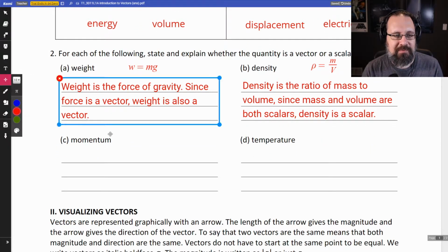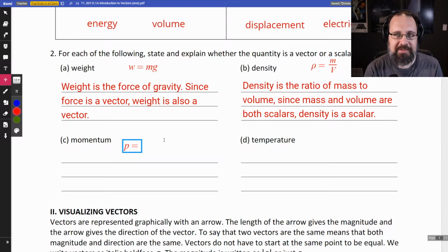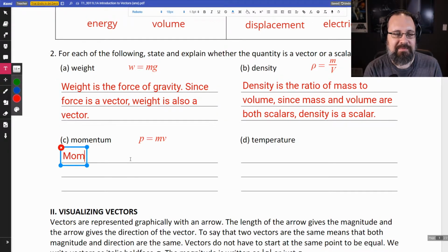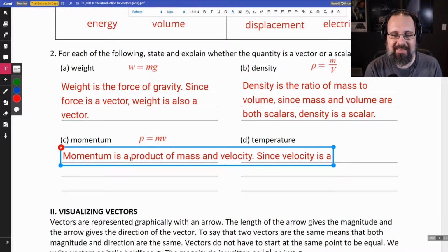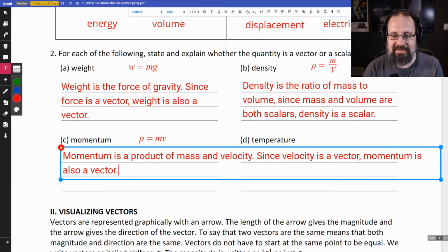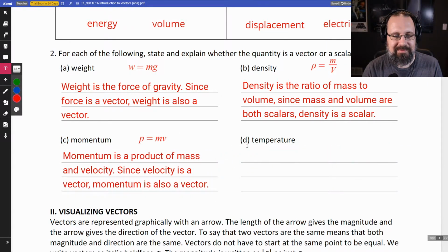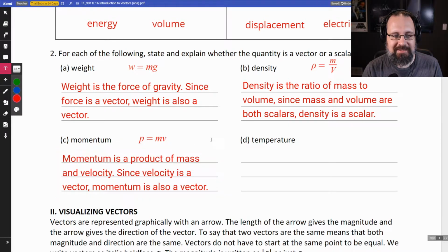Momentum. The equation for momentum is p equals mv. In this case, you have a scalar times a vector. So again, momentum is going to be a vector. So momentum is a product of mass and velocity. Let's try typing that correctly. Since velocity is a vector, momentum is also a vector. Let's move it down so it's nice, looking nice on the line.